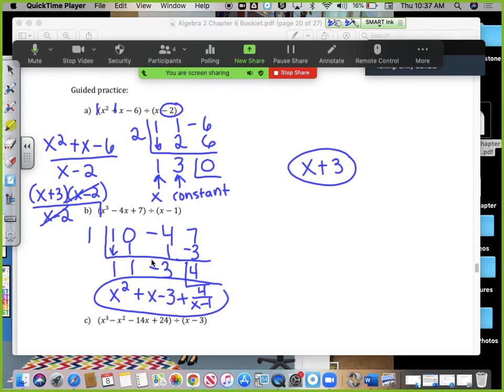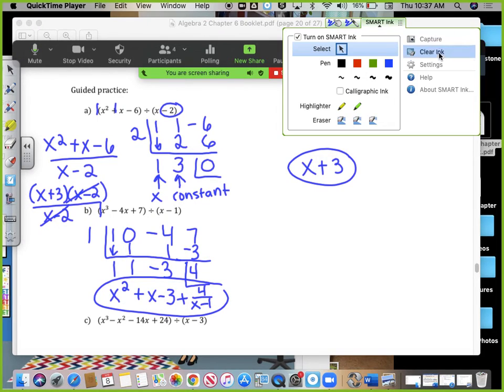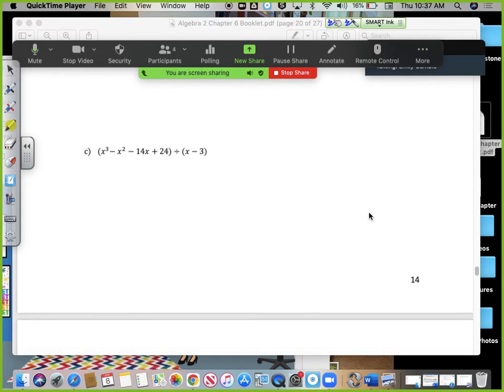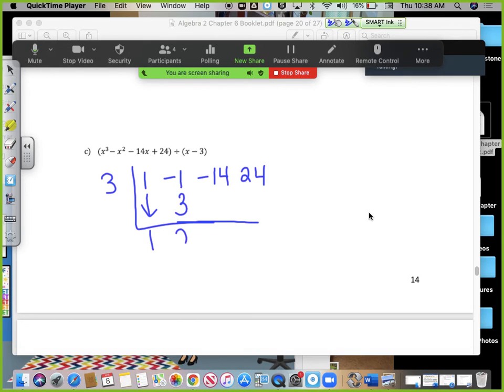Did anyone get to do the next one? All right, I'll quickly go over that one. So letter C, if we set this up, we would need what number here? 3. And then it's going to be 1, negative 1, negative 14, and then 24. We bring this down. 3 times 1 is 3. Negative 1 plus 3 is 2.